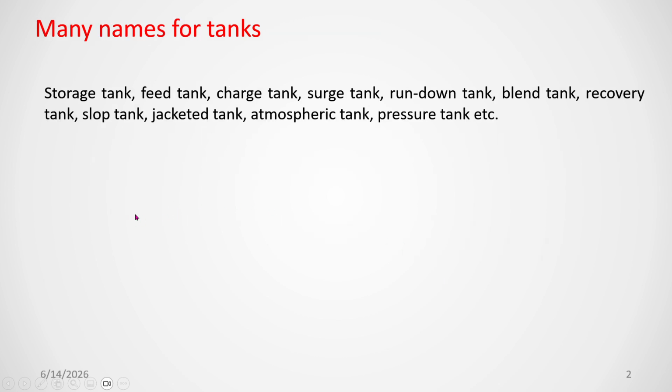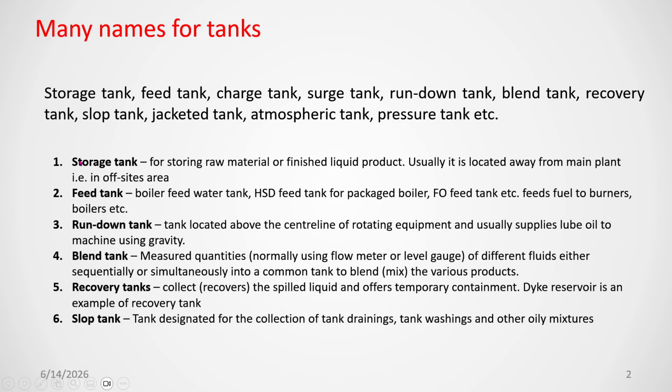There are different names for tanks. That is called storage tank, which is required for storing raw material and finished liquid products. It is located away from the main production, but situated inside the plant in the off-site area. Feed tank means boiler feed water tank, then your diesel tank, that is required inside your production plant, because you need to feed the water or oil in the process. That's why it is called feed tank.